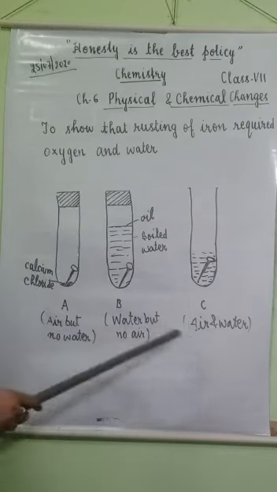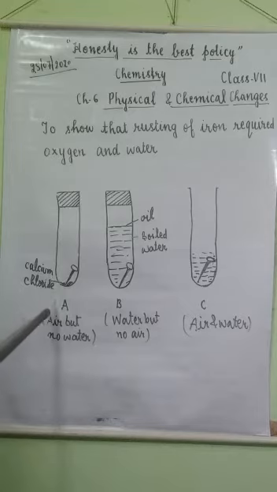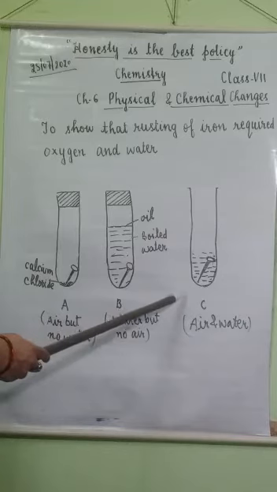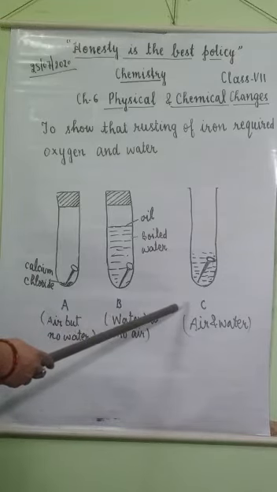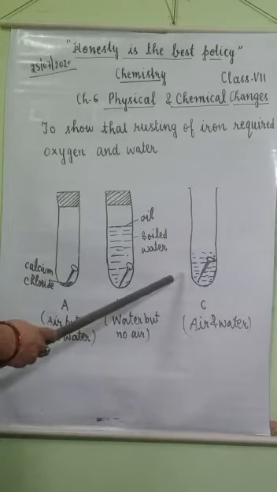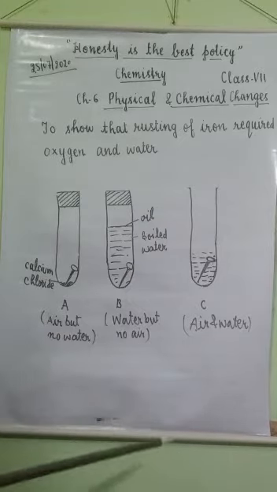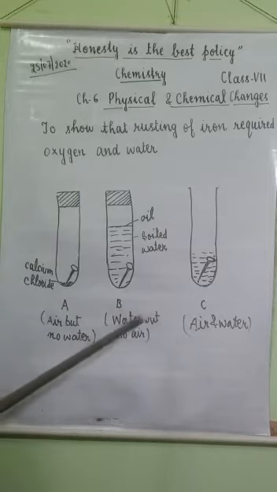Now leave these test tubes undisturbed for 3 to 4 days, and after 3 to 4 days we will observe that the iron nails of test tubes A and B have not rusted, while the iron nail of test tube C got rusted because air and water both are present in this test tube. So it shows that air and water both are required for rusting of iron.